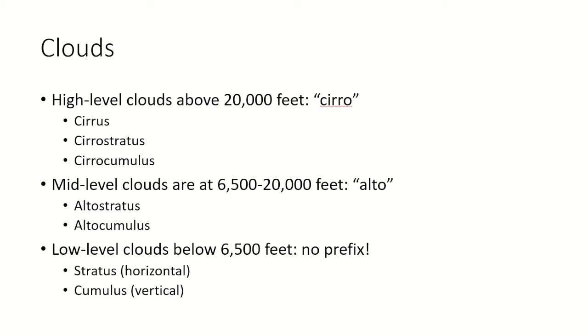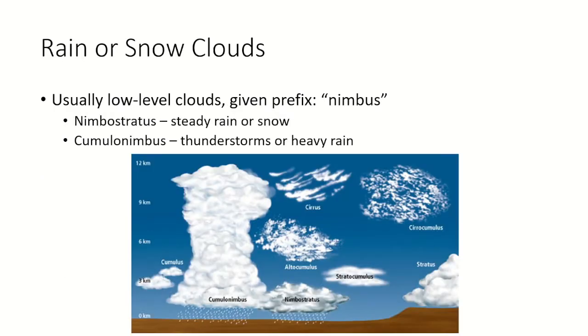Low-level clouds are below 6,500 feet. These don't have a prefix, but are called stratus clouds if they are more horizontal, and cumulus clouds if they are more vertical. Typically, low-level clouds will be responsible for rain or snow. If they are, they're given the prefix nimbus. Nimbostratus clouds are responsible for heavy rain or snow, and cumulonimbus clouds are responsible for thunderstorms or heavy rain.